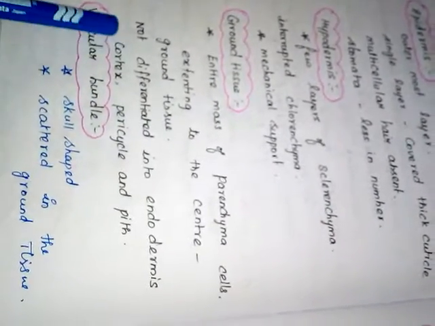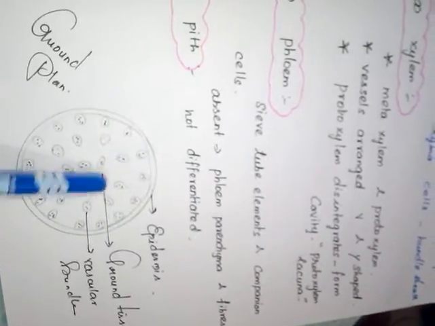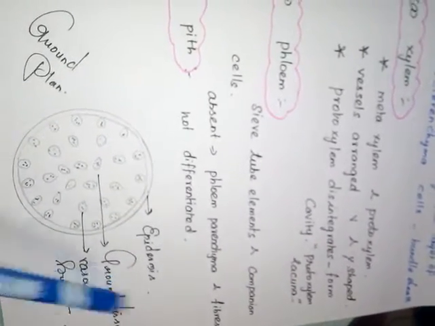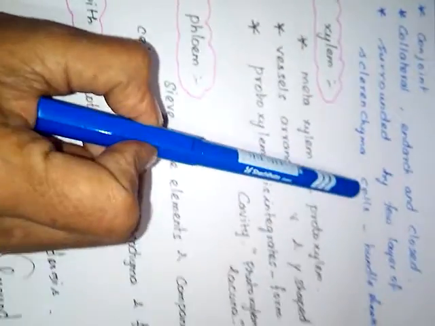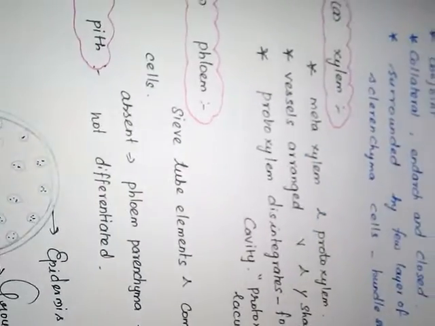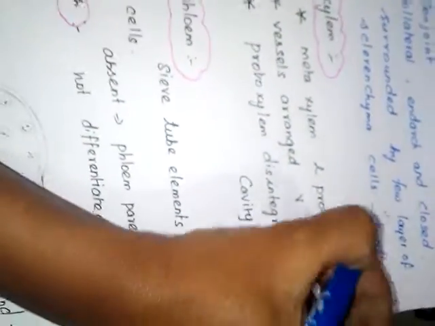Then vascular bundle. The vascular bundles are scattered in the ground tissue. It is conjoined, collateral, endarch and closed type of vascular bundle. Then it is surrounded by a few layers of sclerenchyma cells, which is called the bundle sheath.